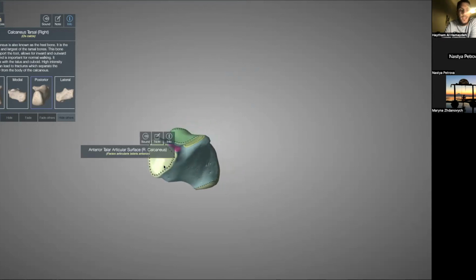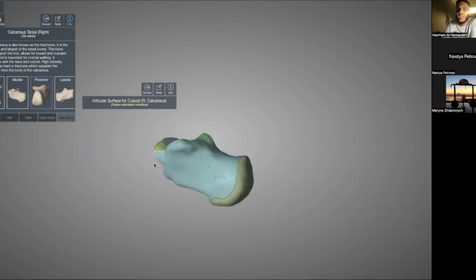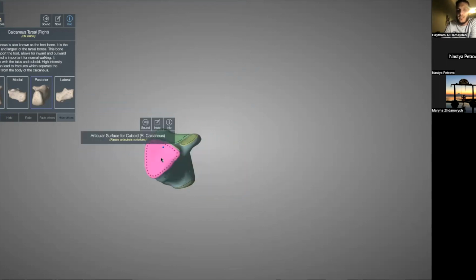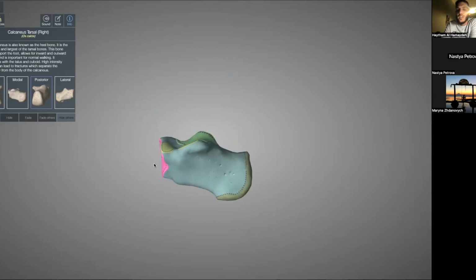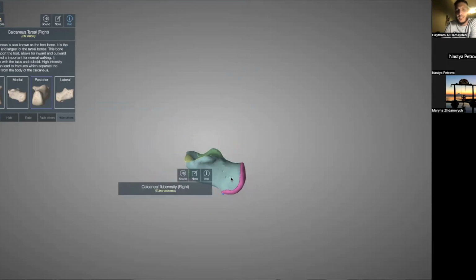Anteriorly, you have the articular surface for the cuboid, which is involved in the calcaneocuboid joint. And finally, as we said, protruding posteriorly is the calcaneal tuberosity for the attachment of the Achilles tendon.